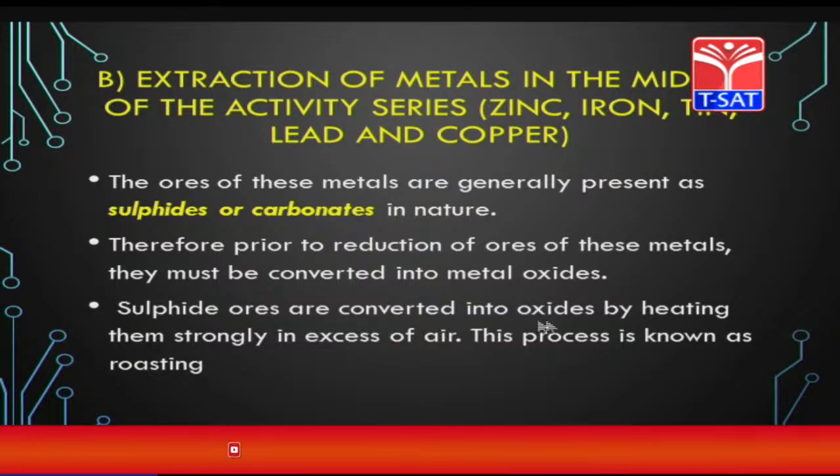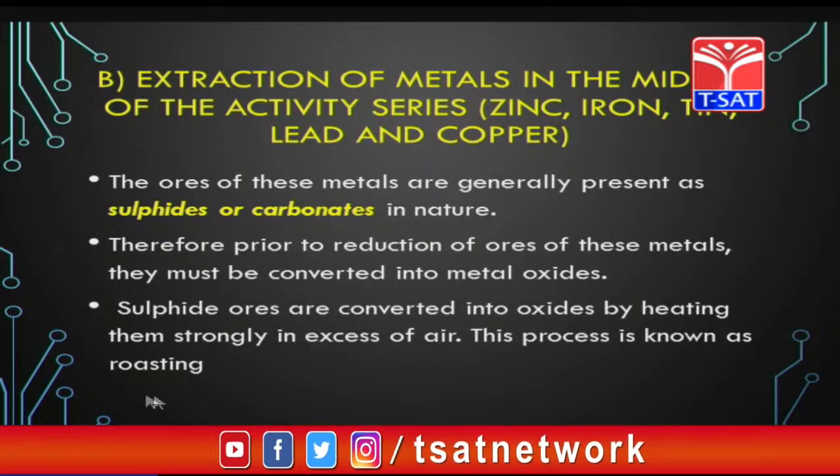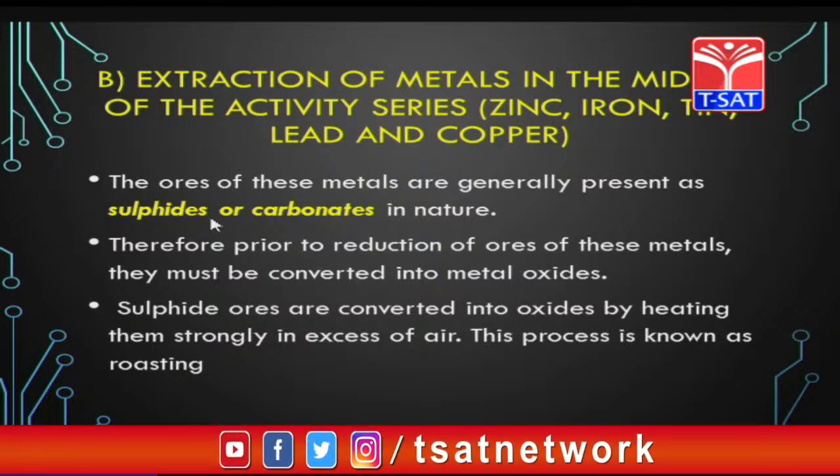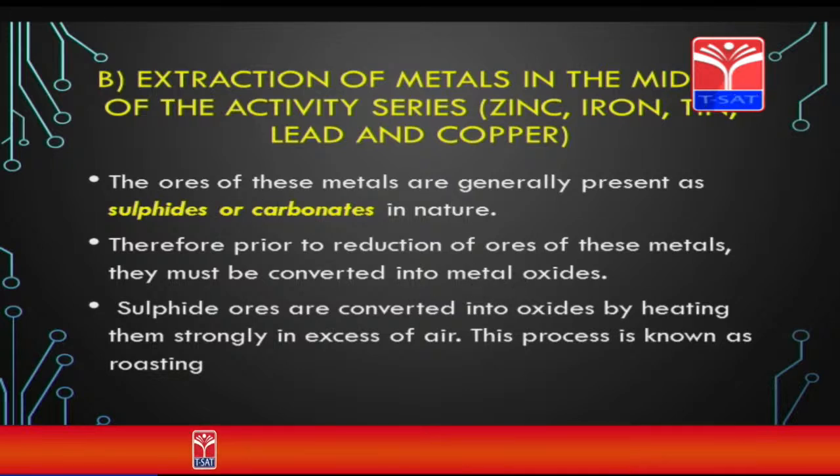So sulphides are converted into oxides by heating them strongly in the excess of air. Now what is this process we have studied as? It is called roasting. So sulphide ores are heated in the presence of excess of air, and this process is called roasting. Thus sulphur combines with oxygen and forms sulphur dioxide, which is removed, and the metals combine with oxygen to form metal oxides.